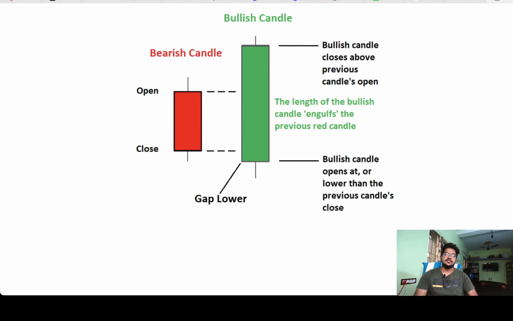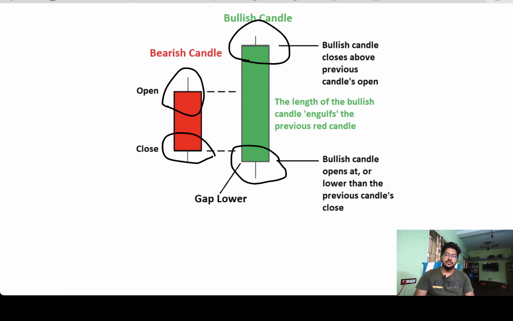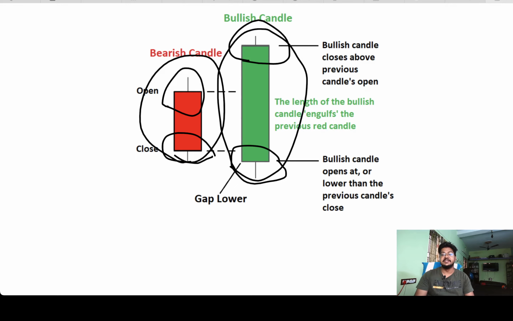Okay, so this is the bullish engulfing candlestick pattern. Let me give you a short introduction to what this candlestick pattern is. It means that the close of the previous red candle should be engulfed by the opening of the next green candle, and the opening of the previous red candle should be engulfed by the close of the next green candle. In short, the body of the previous bearish candle should completely come inside the body of the next bullish green candle.